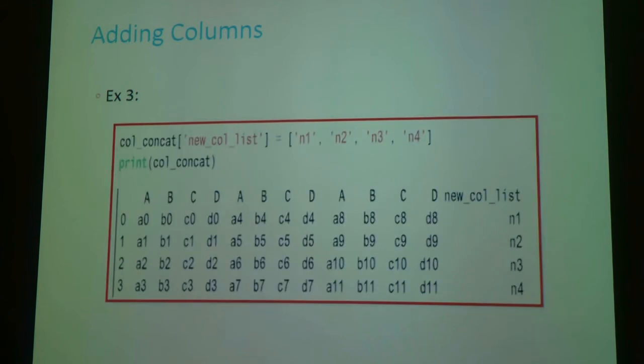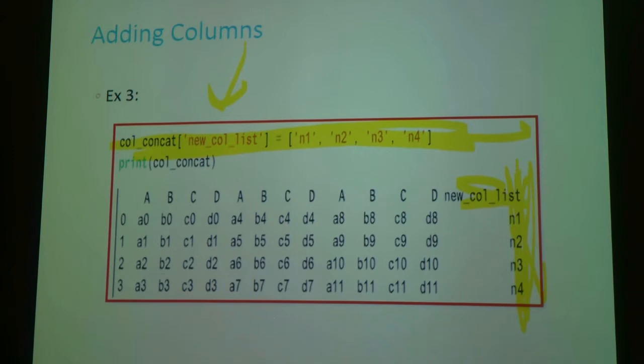Alright, in here what I'm trying to do is add a series to the data frame, and we have learned how to do that from the first lecture. So column concat, I'm giving it a title or a head. It's not A, it's not B, it's not C. It's called new underscore column list. And this is the value. When I added it, it was added to here. So the head is new column list, and these are the values added here.